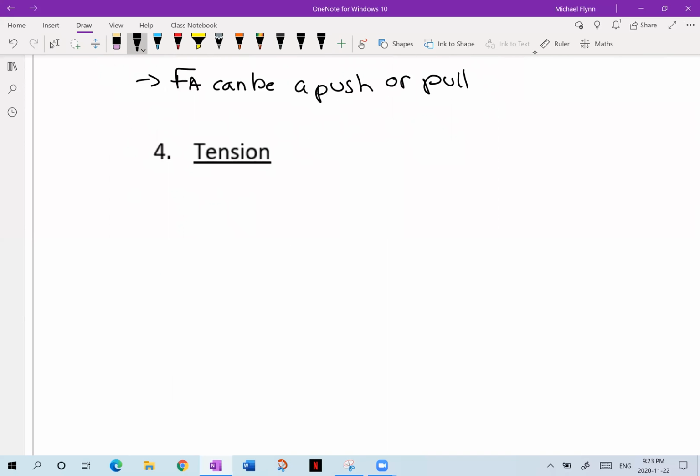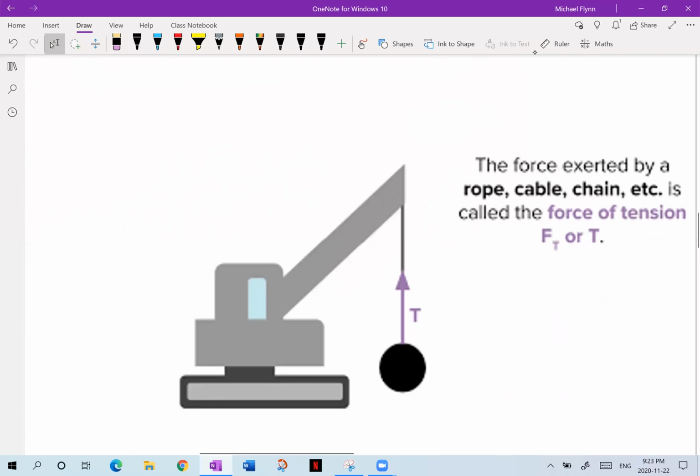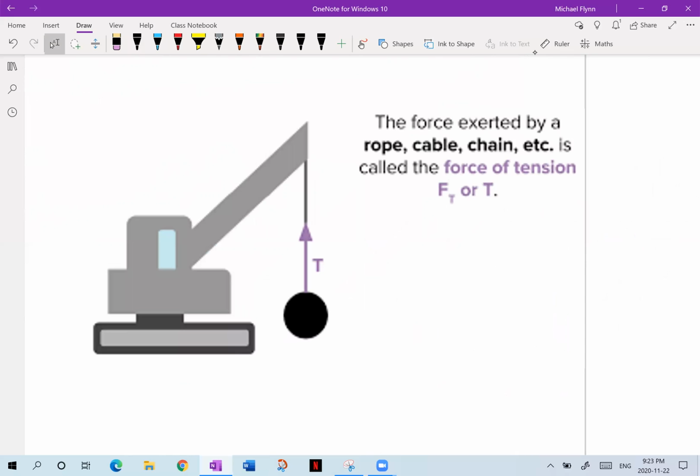Now tension: ropes, chains, threads, etc. When you pull on a rope, there's tension in the rope. It creates tension in the rope, and that tension can be used to do various things. So here you can see the force exerted by a rope, cable, chain, etc. is called the force of tension.